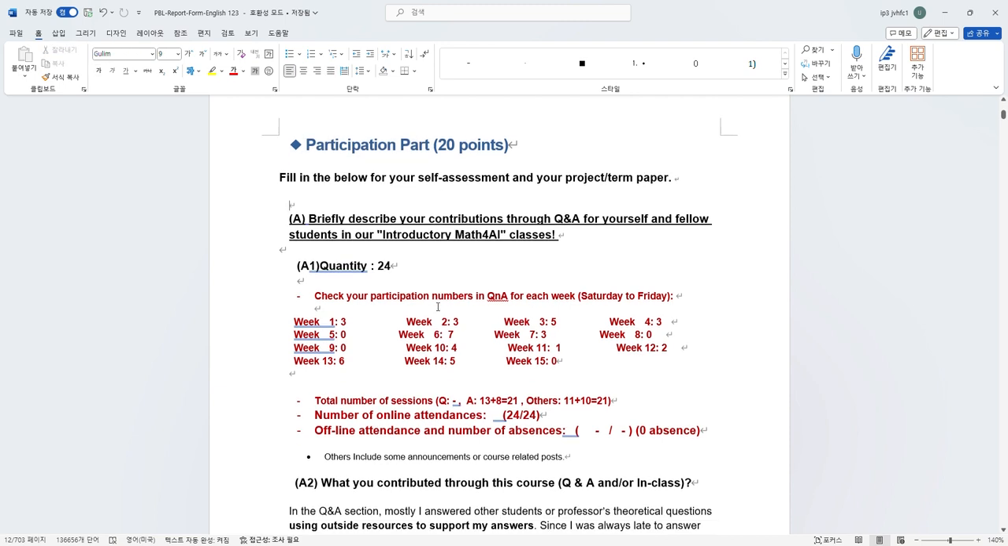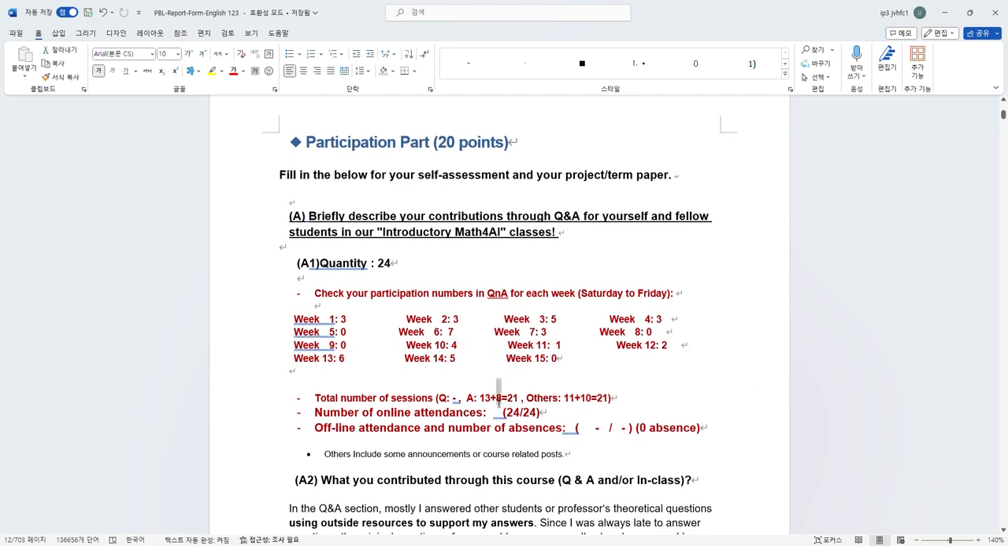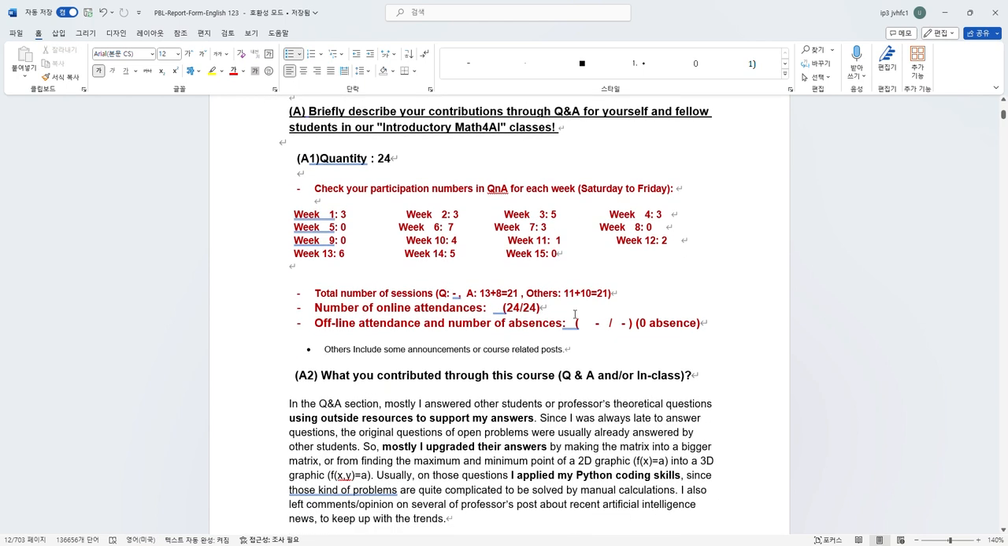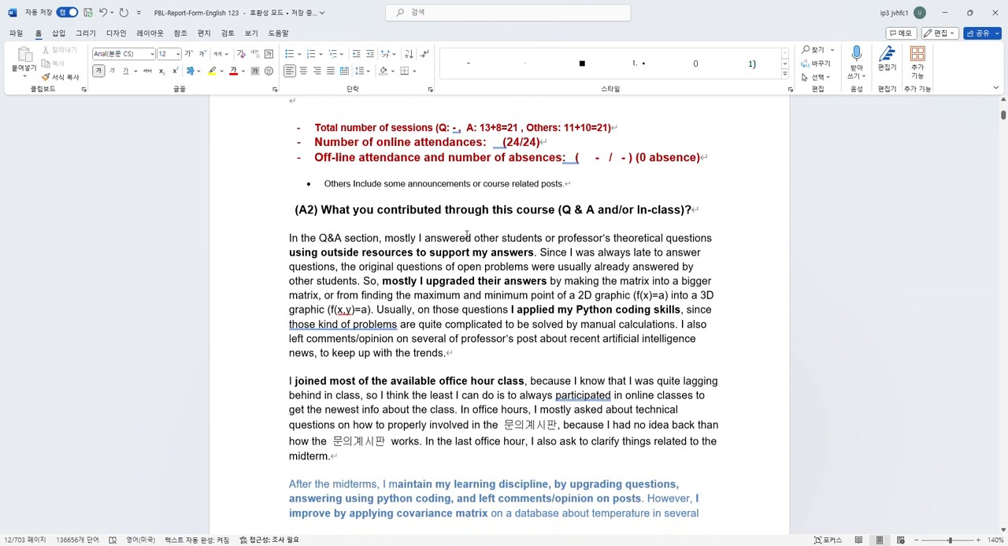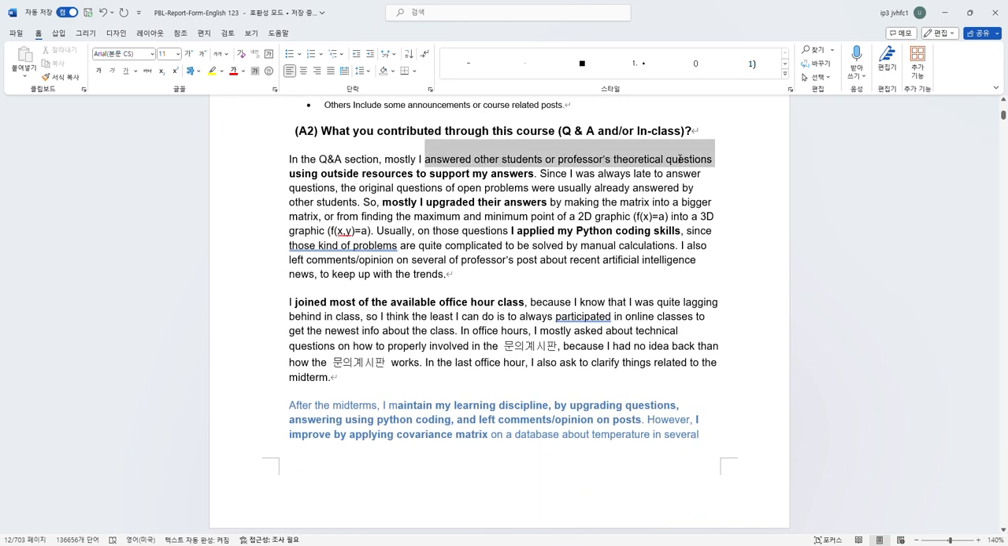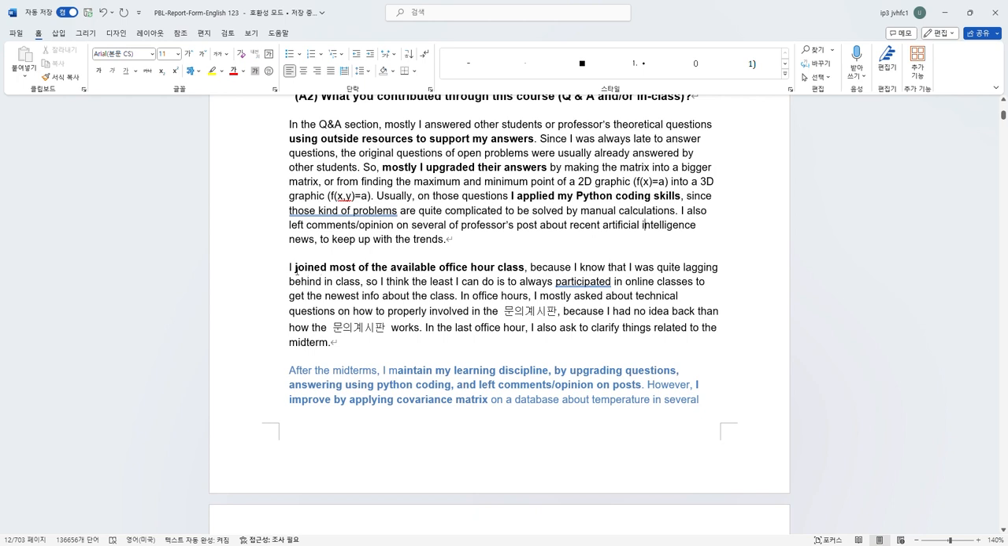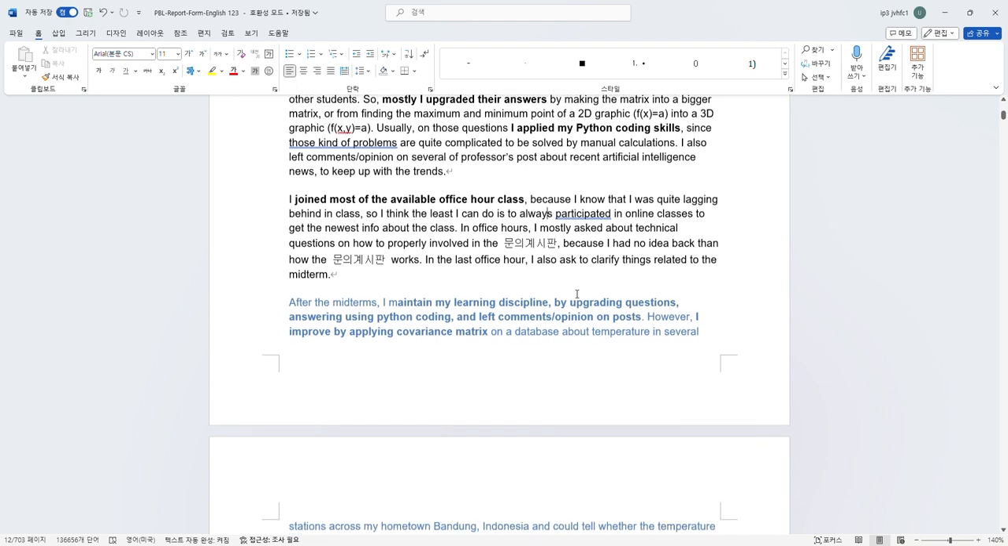Here is my participation part. For the second semester, I participated roughly 18 times, and that makes my total participation 42. I usually answer students' or professors' theoretical questions using outside resources to support my answers. I also mostly upgraded somebody's answer if they had already made one. And I also applied my Python coding skills to various problems on the Yolin Geshipan. I joined most of the available office hour classes. I asked questions there because I know that I was quite lagging behind in class. So I think the best that I can do is to participate in online classes to get the newest info about the class.